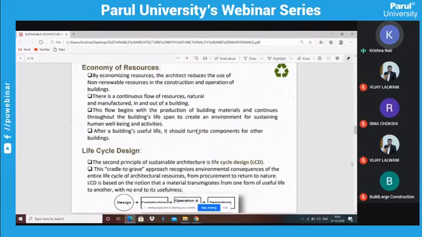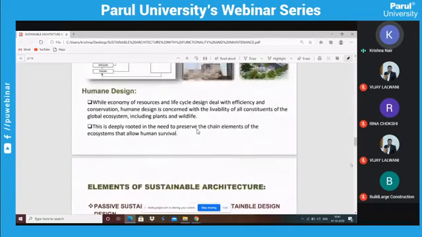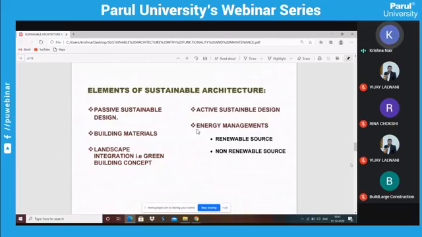Those are the subtopics. One is sustainable design, which has active design, active sustainability, and passive sustainability. Second are the building materials, as you all know. Third is landscape integration, that is the green building concept. Fourth is energy management, which has renewable as well as non-renewable resources. And fifth, very important, waste resource management.